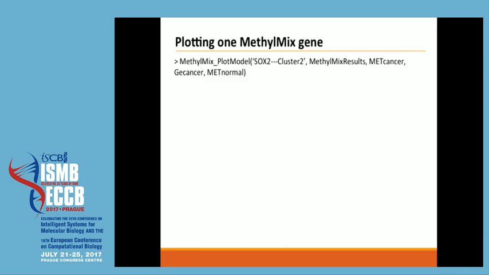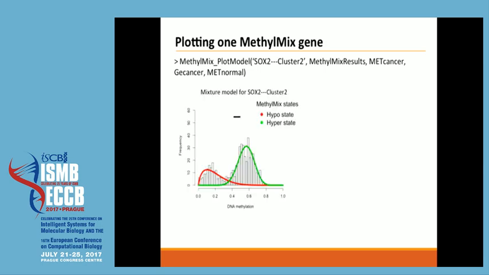So there's also a nice plotting function. If you supply a given gene, this is a gene I'm studying in head and neck cancer, SOX2, and the region of interest, you can plot a mixture model showing the different methylation states for this gene, indicated by the colored curves, and then the normal tissue range is shown by the black horizontal bar.